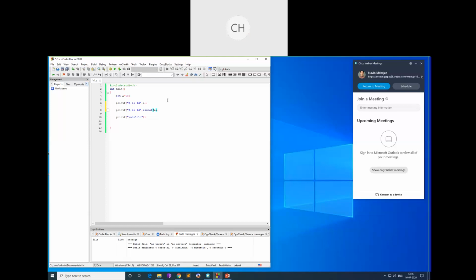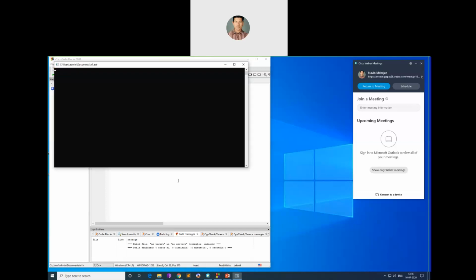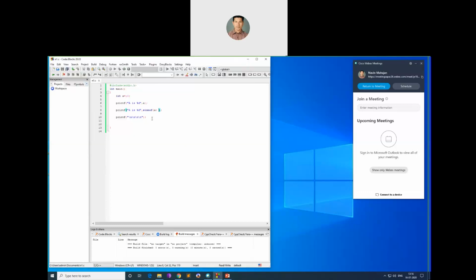Here I'm not printing the value of a, I'm printing the size of a. I'll save this, compile and run again. Oh, there is an error. Using sizeof in the printf bracket, we need one more bracket for this printf. So what is the size here? Size of a is percentage d.